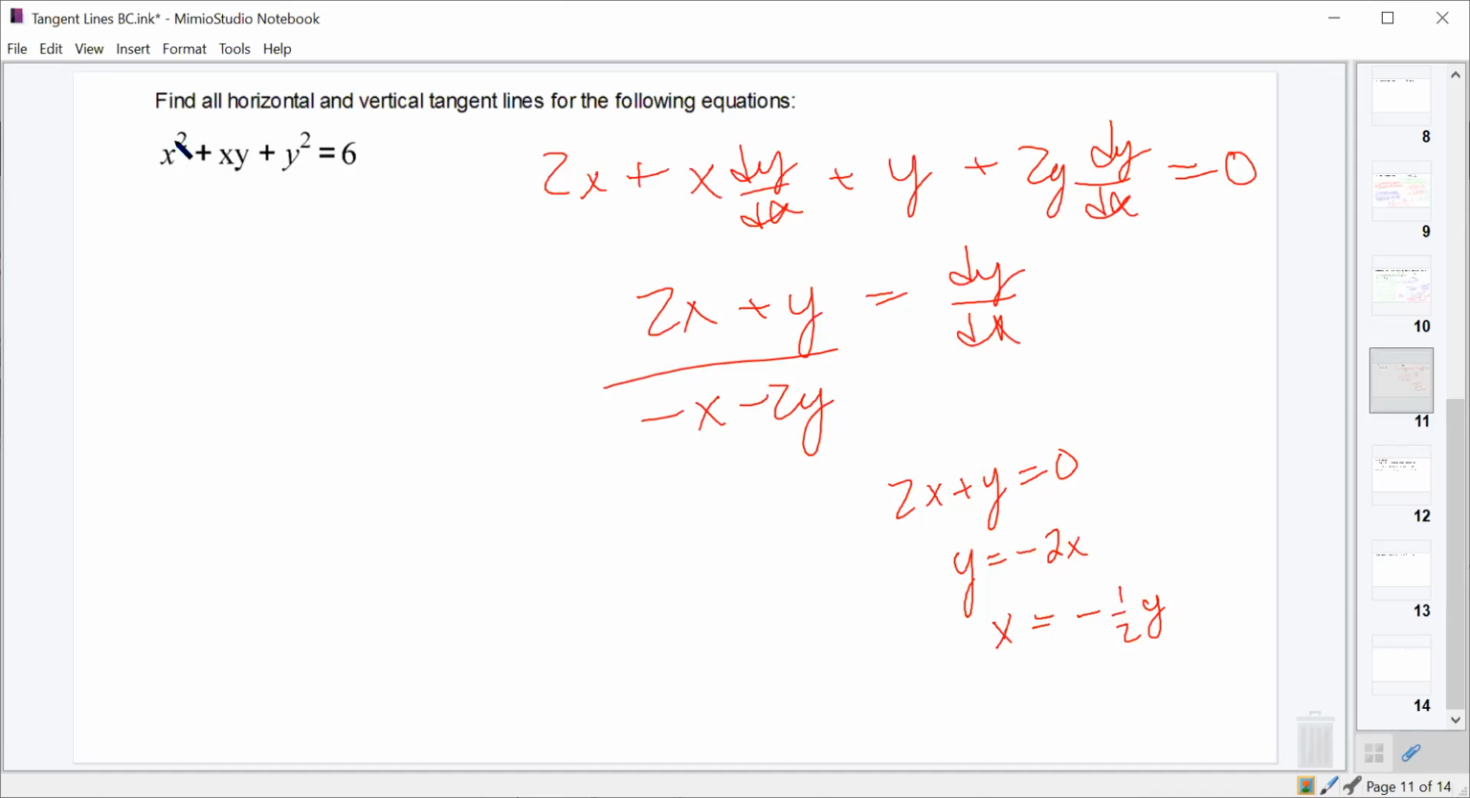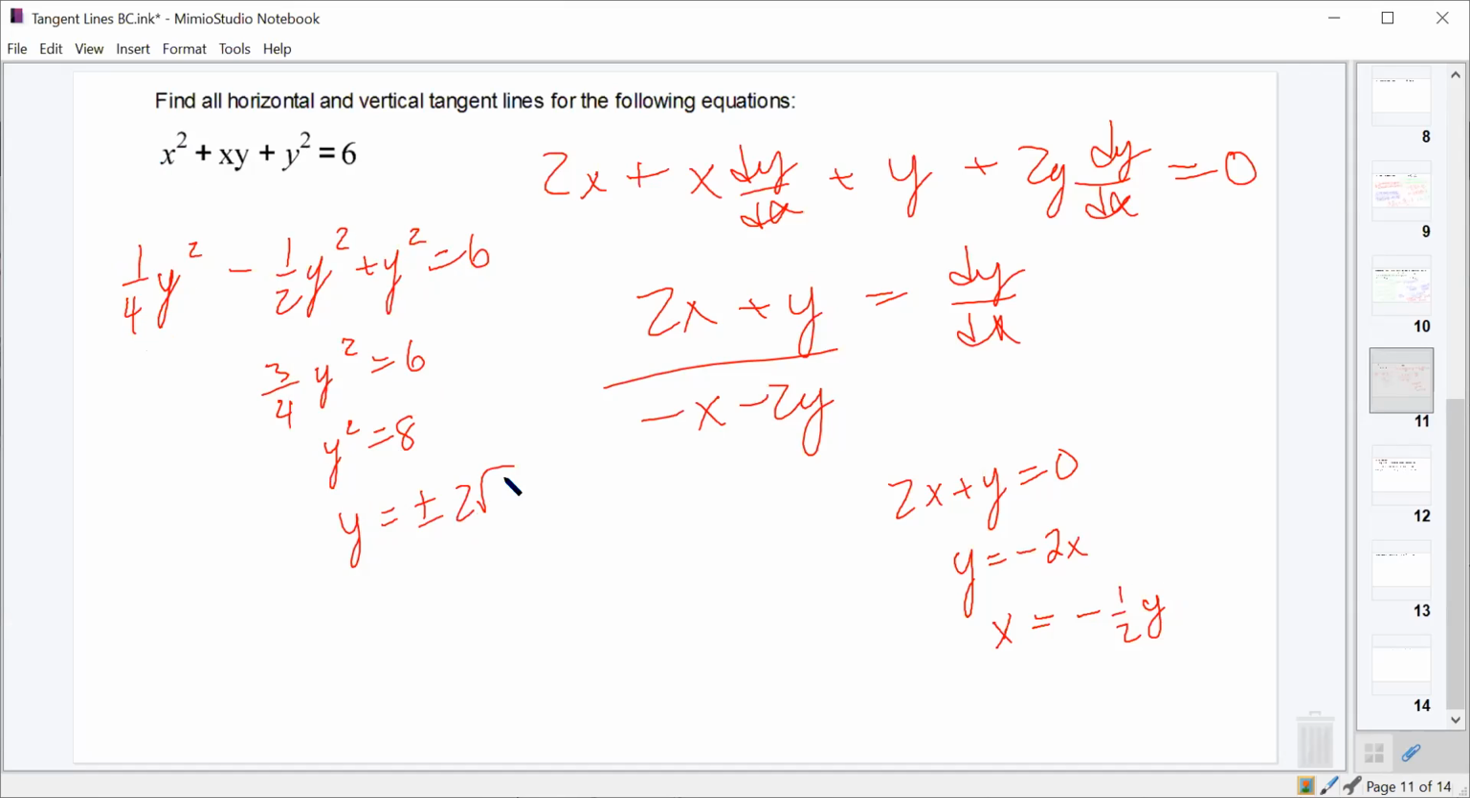So if x is negative 1/2 y, negative 1/2 y squared ought to be 1/4 y squared. And then minus 1/2 y squared, and then plus y squared equals 6. So 1/4 minus 1/2 is negative 1/4, plus 1 is 3/4. So 3/4 y squared equals 6, or 24 divided by 3 is 8, y squared equals 8, or y is plus or minus 2√2. Good or no?